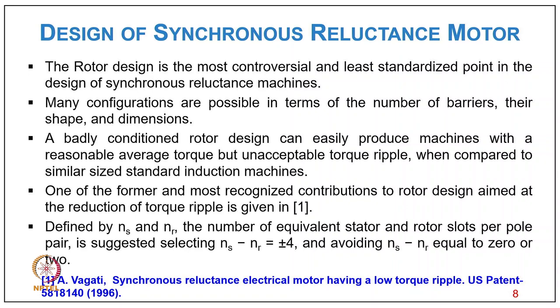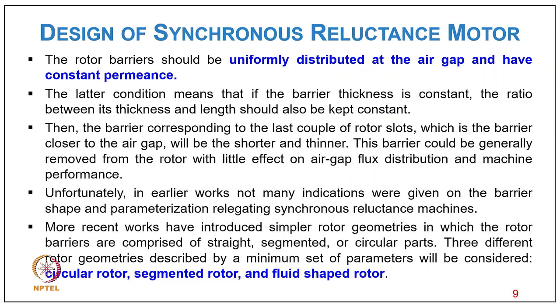Defined by NS and NR, the number of equivalent stator and rotor slots per pole pair, it is suggested to select NS minus NR equal to plus or minus 4, and to avoid NS minus NR equal to 0 or 2. The rotor barriers should be uniformly distributed at the air gap and have constant permeance. The latter condition means that if the barrier thickness is constant, the ratio between its thickness and its length should also be kept constant. Then the barrier corresponding to the last couple of rotor slots, the barrier closer to the air gap, will be shorter and thinner, and this barrier could generally be removed from the rotor with little effect on air gap flux distribution and machine performance.